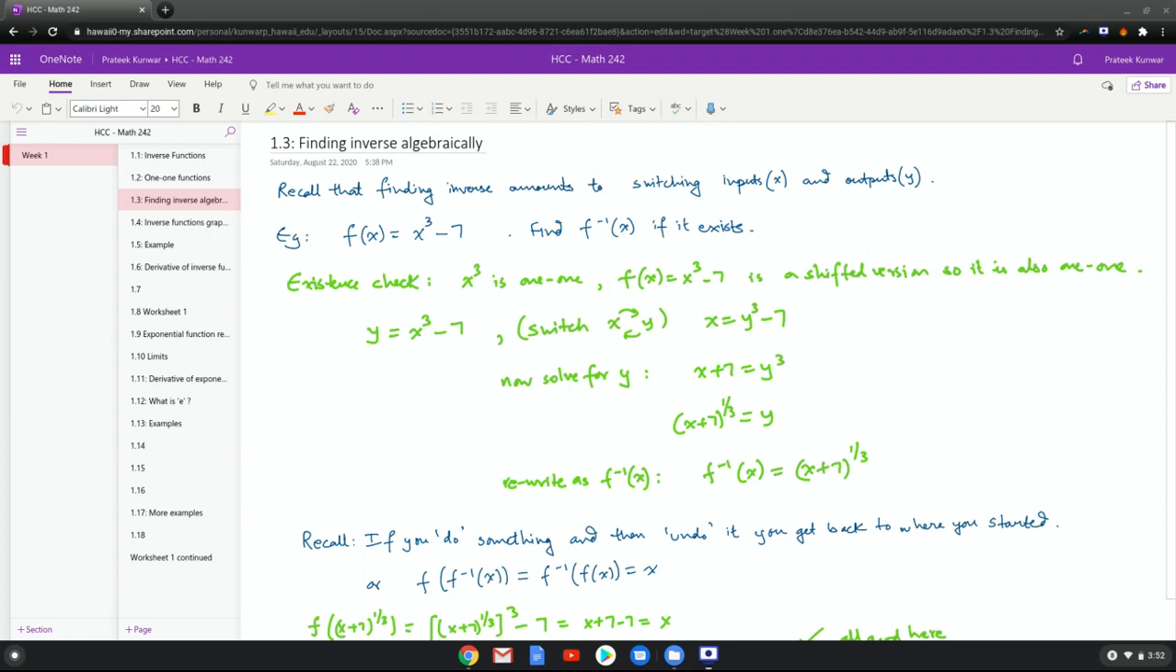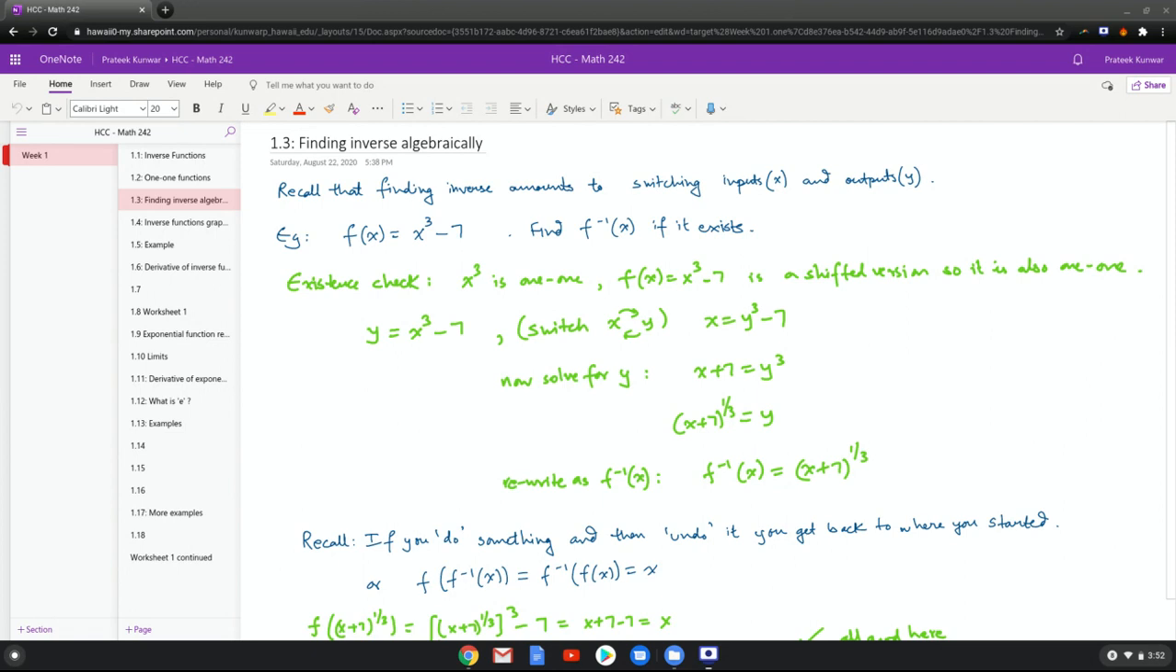Again, there are two methods that we're going to learn. First of all, let's look at it algebraically. Now recall that finding the inverse amounts to switching the inputs and the output, because the question you're asking is, if I know the output, can I figure out the input? Algebraically, input is represented with x and output with y. It's more of a notation thing, but you can think of it as being alphabetical. X comes first, y comes later; input comes first, output comes afterwards.